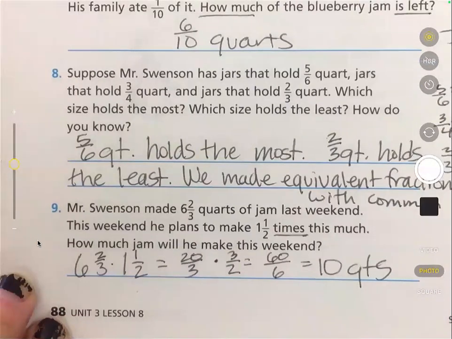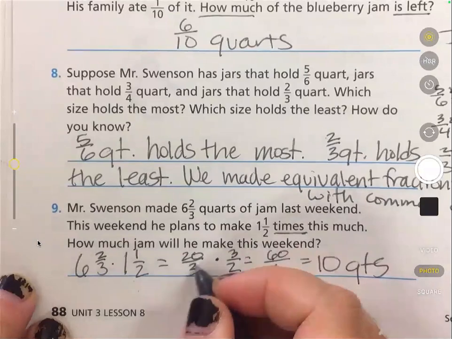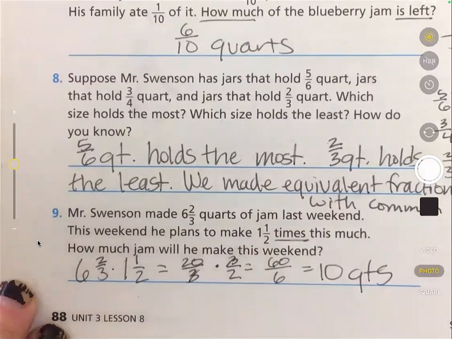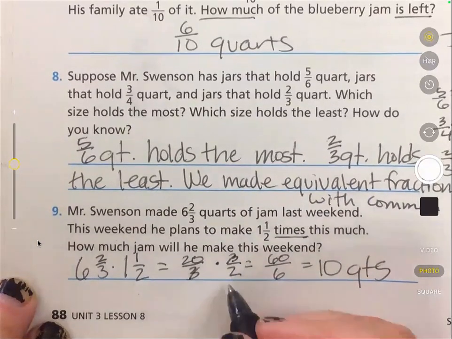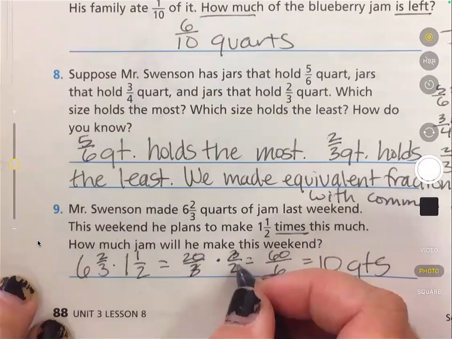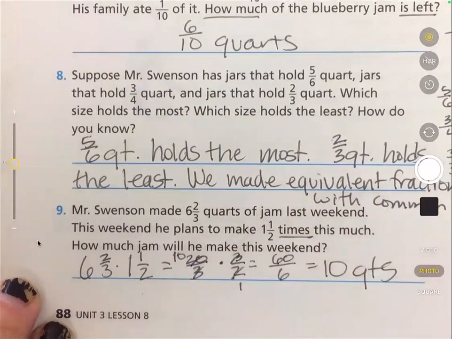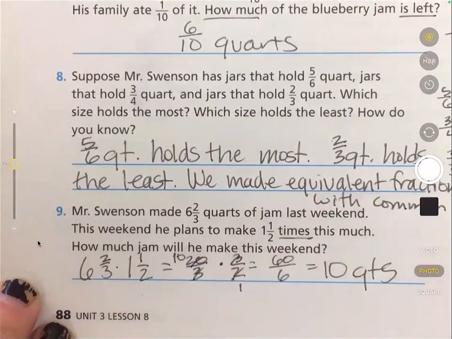If I decided to simplify before, look, I've got 3's on the corners. I can just cross those both out. I also have 2 and 20. Does 2 go into 20? Yes. So 2 goes into 2 one time. It goes into 20 10 times. So I would have ended up with just my 10 over 1 from the beginning if I chose to cancel.